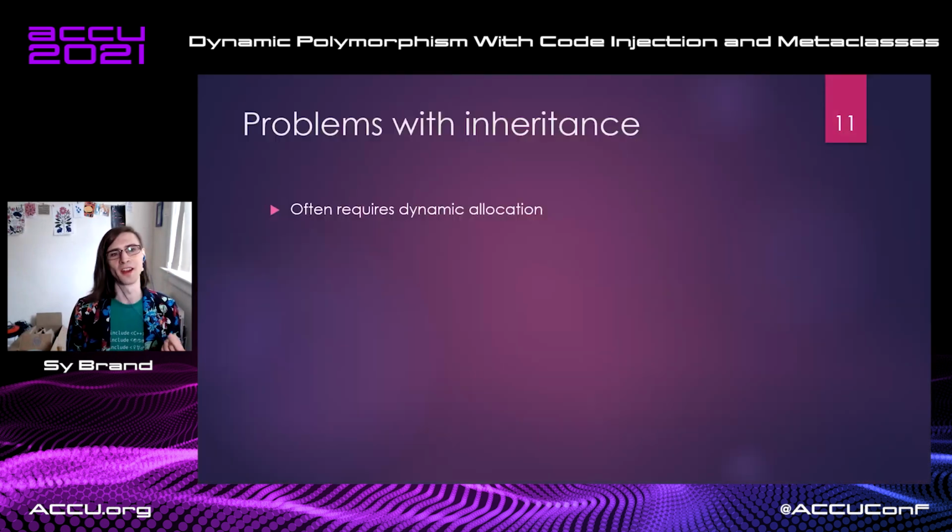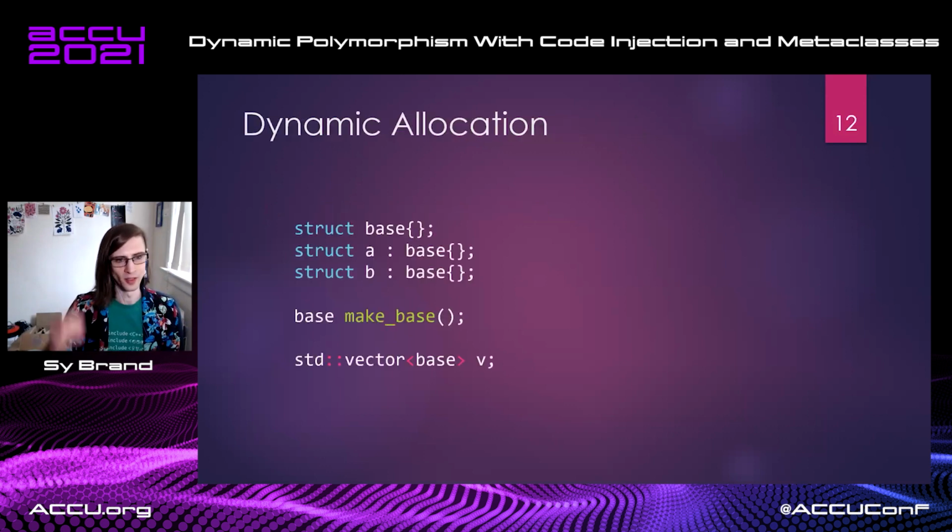One problem with inheritance is that it often requires dynamic allocation. If we have a base and then a few types which derive from base, then we can't have a function which returns base by value without slicing off the object. We can't return an A from this make base function or return a B. It's going to be sliced. Similarly, we can't have a std::vector of base and expect to be able to store A and B objects into this vector. Again, they're going to be sliced. Only the base part of the object is going to be preserved.